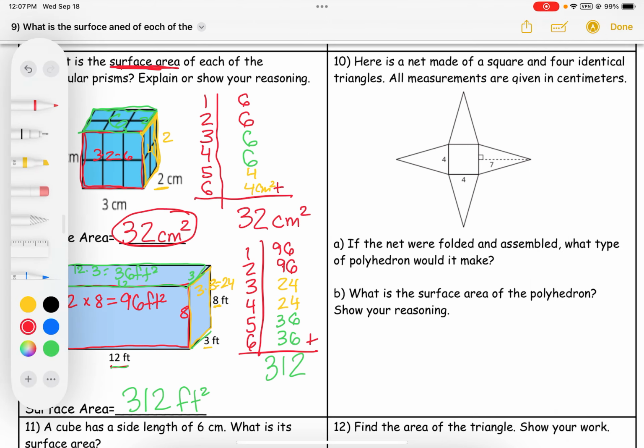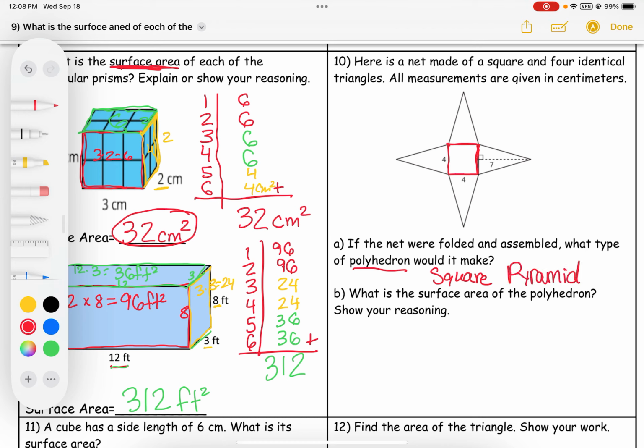Question 10. Here is a net made of a square and 4 identical triangles. All measurements are given in centimeters. Question A. If the net were folded and assembled, what type of polyhedron would it make? So I know this is a pyramid because it has all those triangles. And the type of pyramid it is, the one in the center, is a square. So a square pyramid.